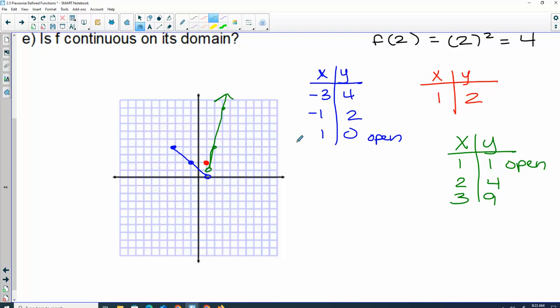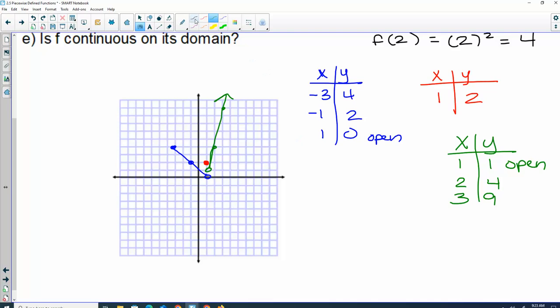Alright, do a quick check. Does mine pass the vertical line test? Yeah. Right here is probably the only thing in question, but I have one closed circle and two open circles. So it passes the vertical line test. I have a function, I'm okay.